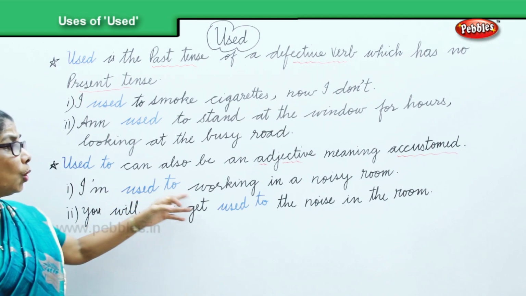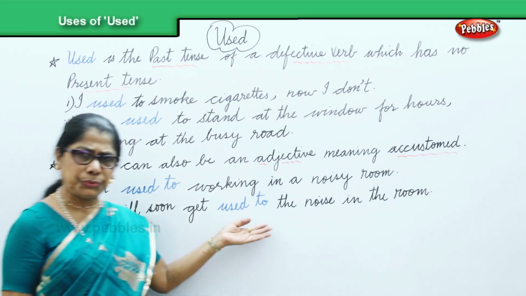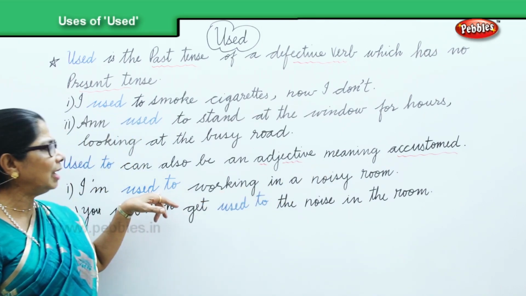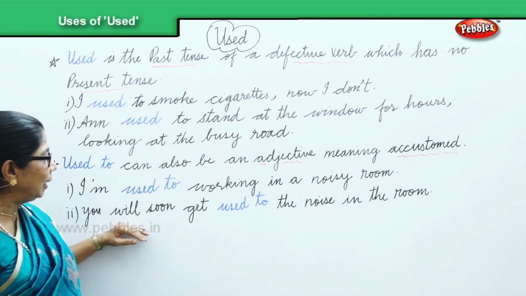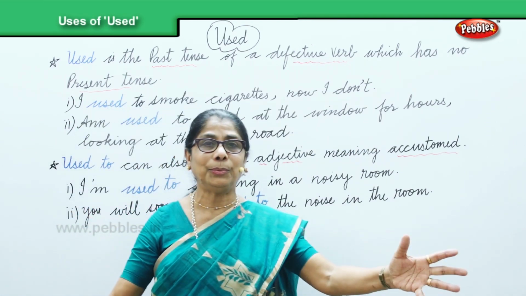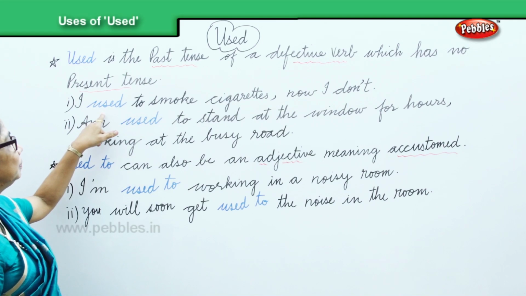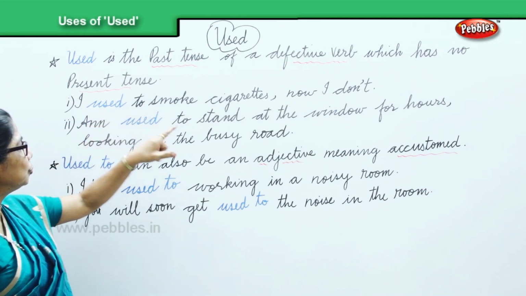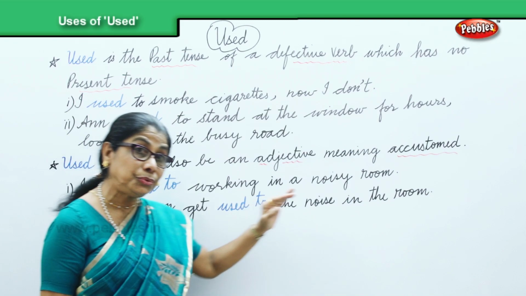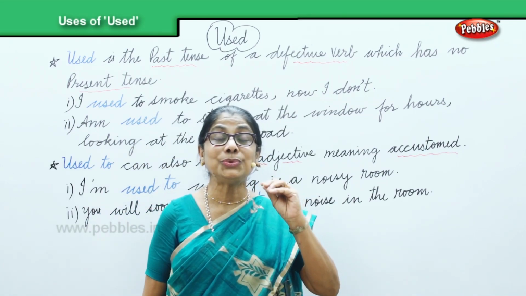I am used to working in a noisy room. And the second one here, you will soon get used to the noise in the room. Accustomed, you will get accustomed. You are accustomed to the noisy room, but here in the second sentence, you will soon get used to, you will soon get accustomed to the noise in the room. So we have done 4 sentences. The use of used: used to smoke, used to stand, I am used to working, you will soon get used to the noise in the room. That's 4 different ways of using used to in a sentence.